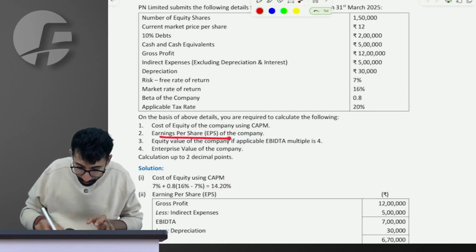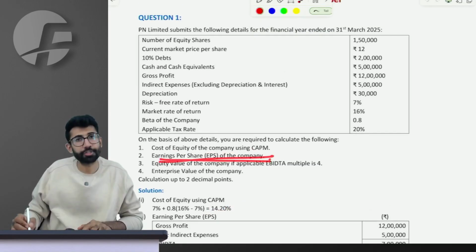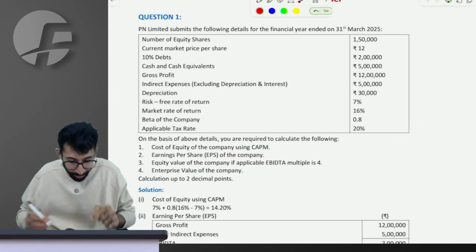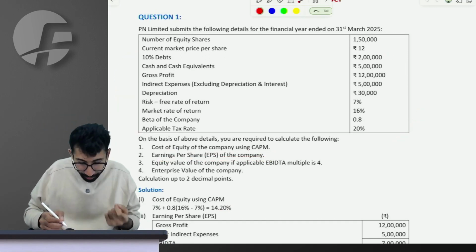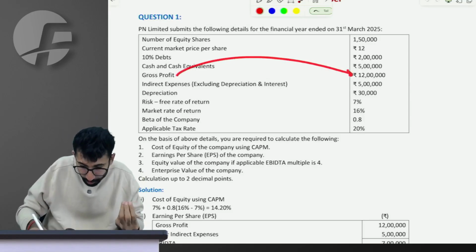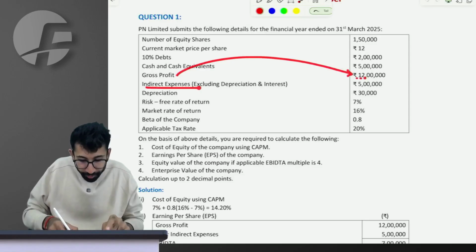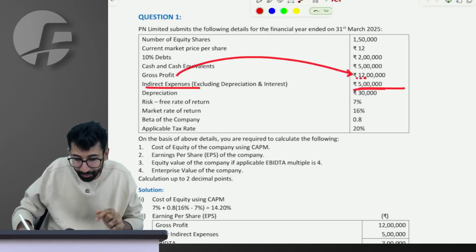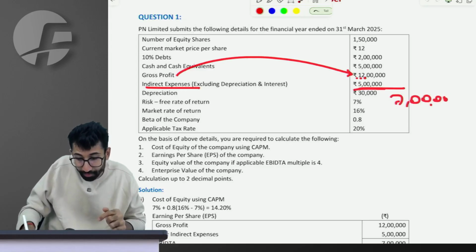Next is earnings per share of the company. So now we need to proceed to create an income statement. What in the income statement have we been given? Have we been given revenue? No, we have directly been given the gross profit. So from the gross profit, if I deduct other indirect expenses, which is 5 lakh, I will get 7 lakhs as the next profit.